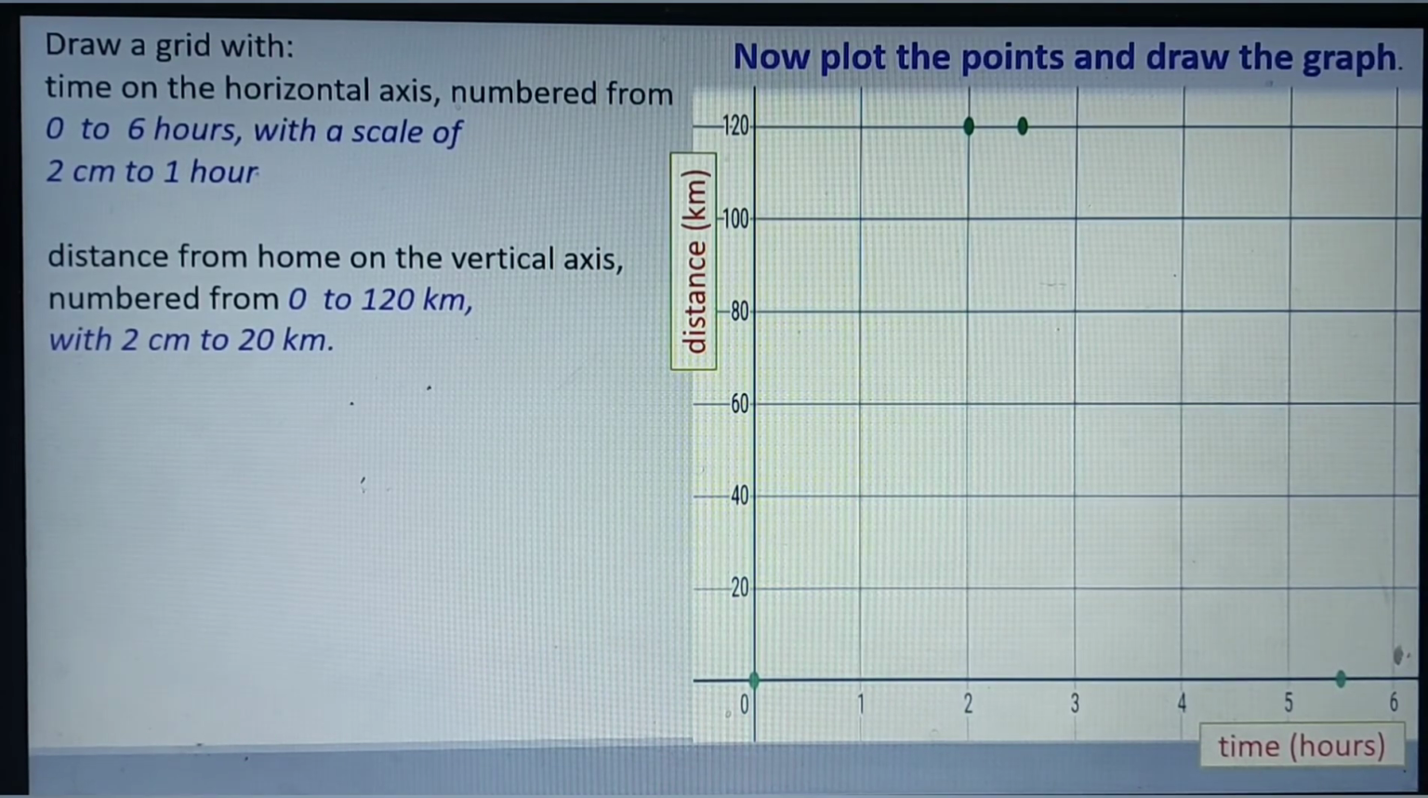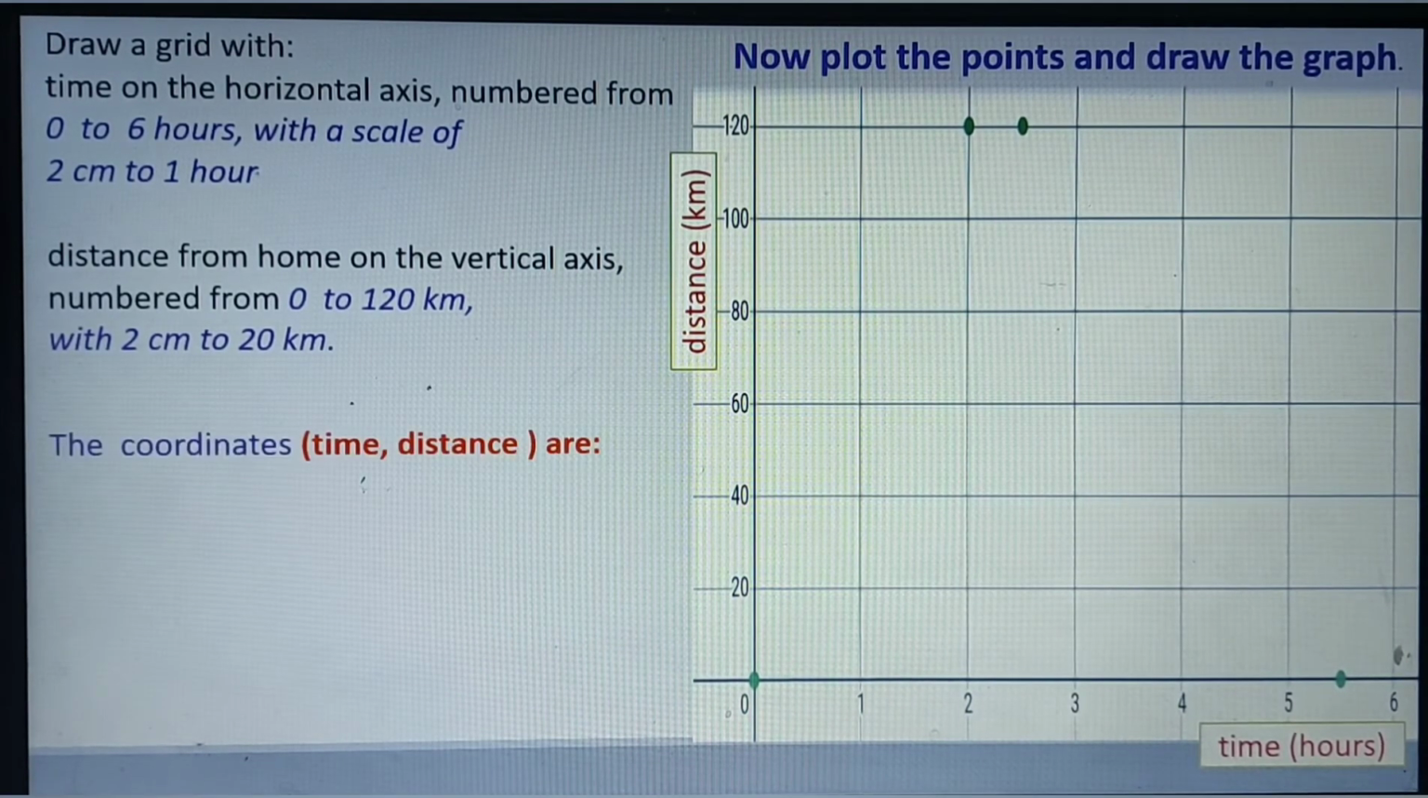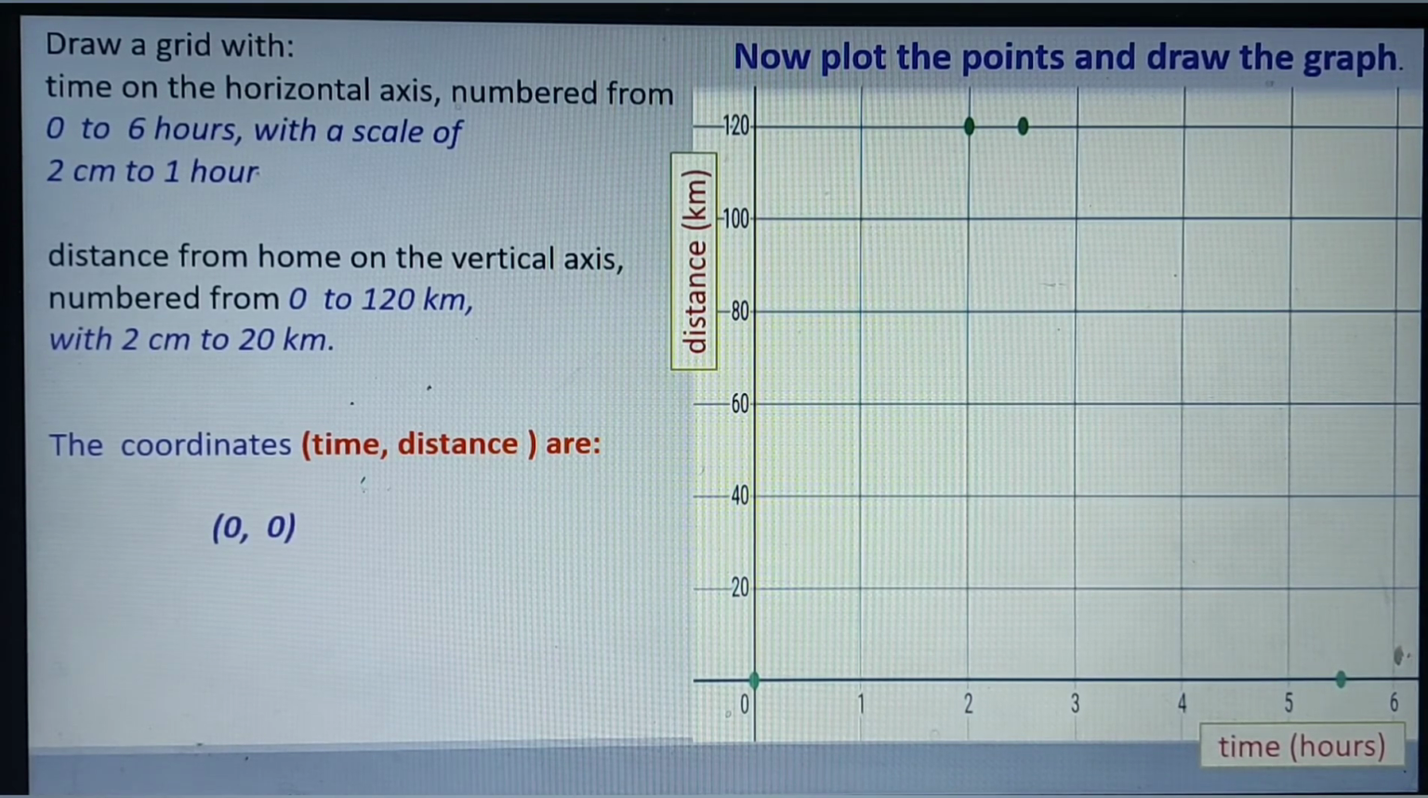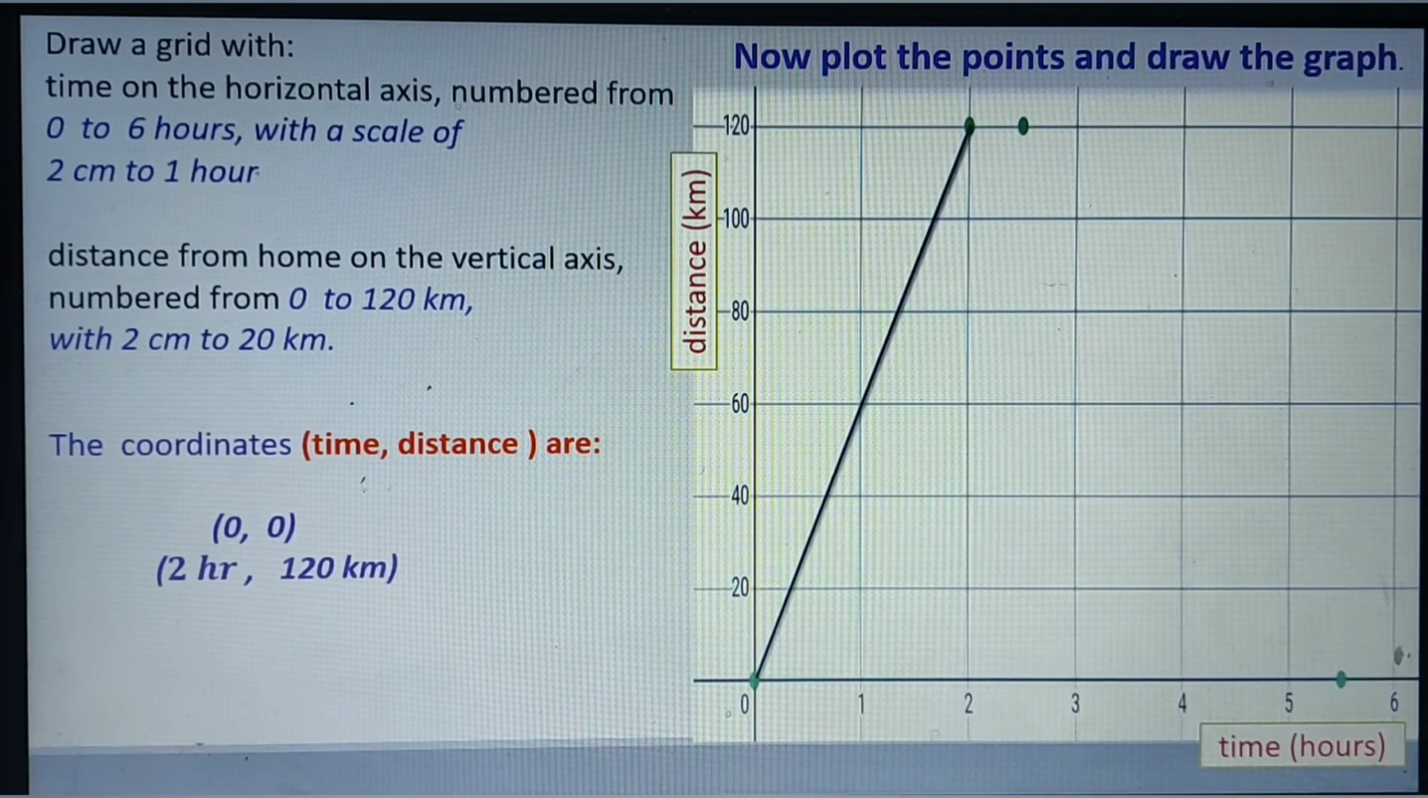So how do we plot the point? We need to take out the coordinate, the time distance coordinate. The first one is 0, 0. That's the starting point. And the next coordinate is 2 hours for the time and 120 kilometers for the distance. So a distance of 120 kilometers was covered in 2 hours. That's the line.